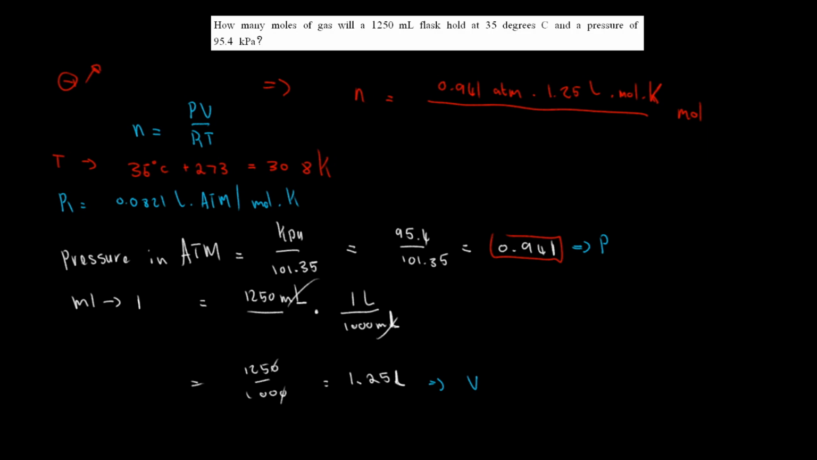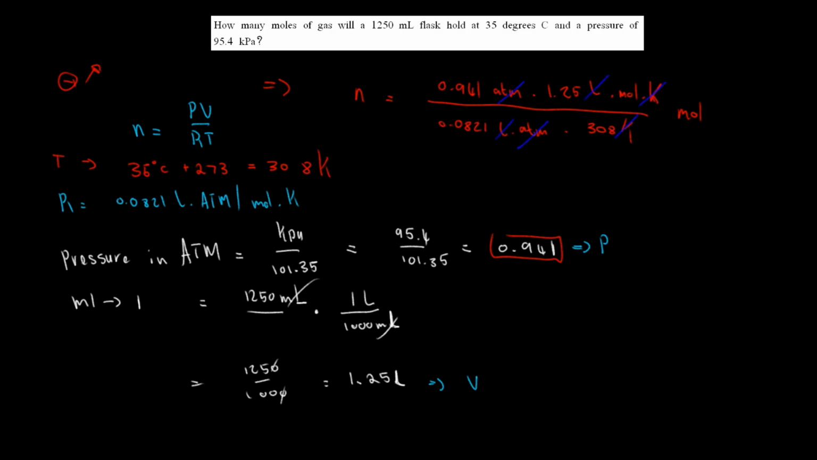So now my ideal gas constant is going to be 0.0821 liters times atmosphere. And we want to multiply this with temperature in Kelvin, which was 308 K. Okay, let's do some cancellations. Let's cancel out these bad boys. Atmosphere, goodbye. Liters, goodbye.